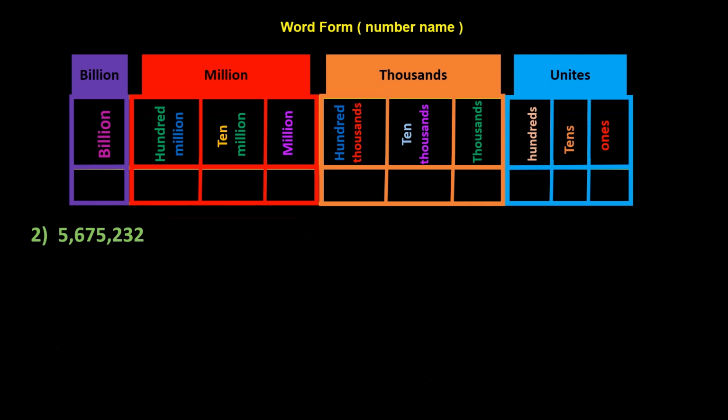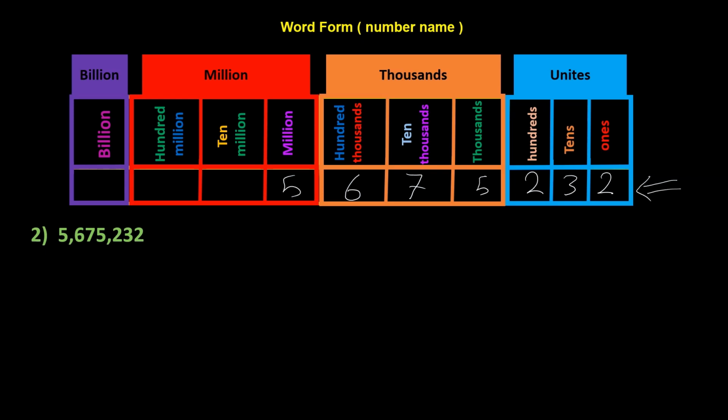Second part here, for word form or number name. How can you write a number in word form, in number name? That means you will write the numbers in letters. So you have to memorize all the numbers in letters, my friends. Let's write here the digits in place value. We have 2 in ones, 3 in tens, 2 in hundreds, 5 in thousands, 7 in 10,000, 6 in 100,000, and 5 in millions.